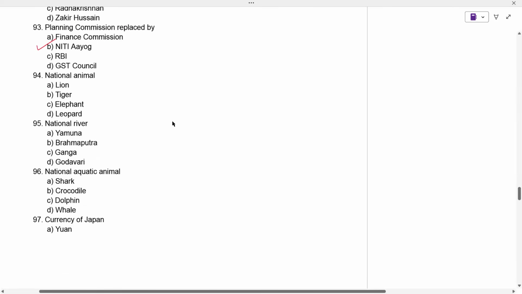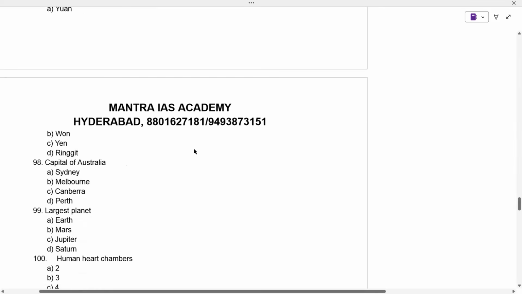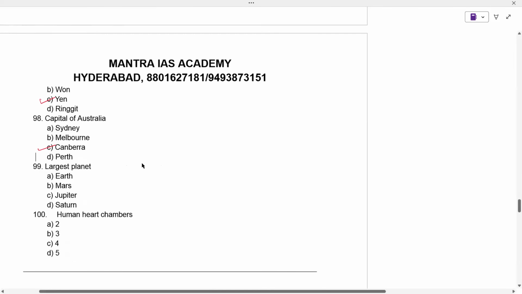Which is the national animal of India? This is tiger. I even told you about the Sundarbans, Bengal tigers. So the national animal is tiger. National river is Ganges, you can say Ganga. National aquatic animal is dolphin. Currency of Japan, in this case, yen, option C. Now capital of Australia: Sydney, Melbourne, Canberra, Perth. So the option is Canberra. Largest planet in the solar system: Earth, Mars, Jupiter, Saturn. The answer is Jupiter.